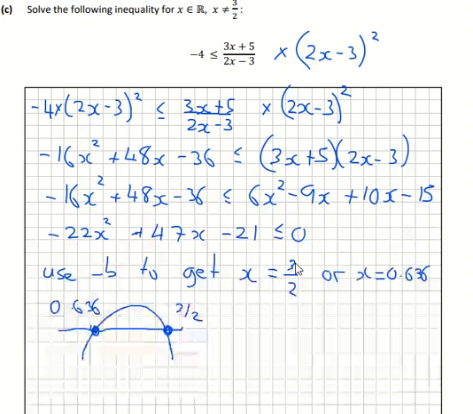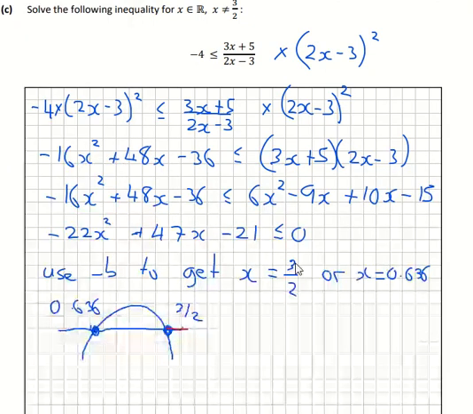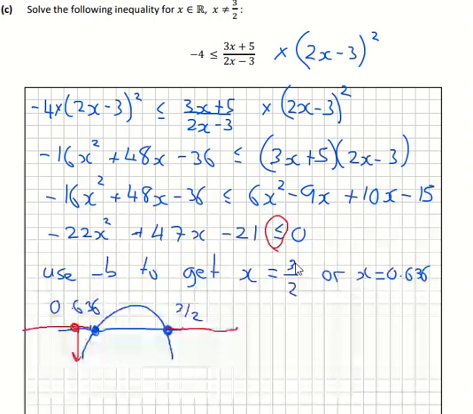Well, it's less than or equal to 0 when it's below, or it's any of these x values here. So where am I getting that from? Well, if you put in this value, for example, the graph will be less than or equal to 0. So that's the key thing there.